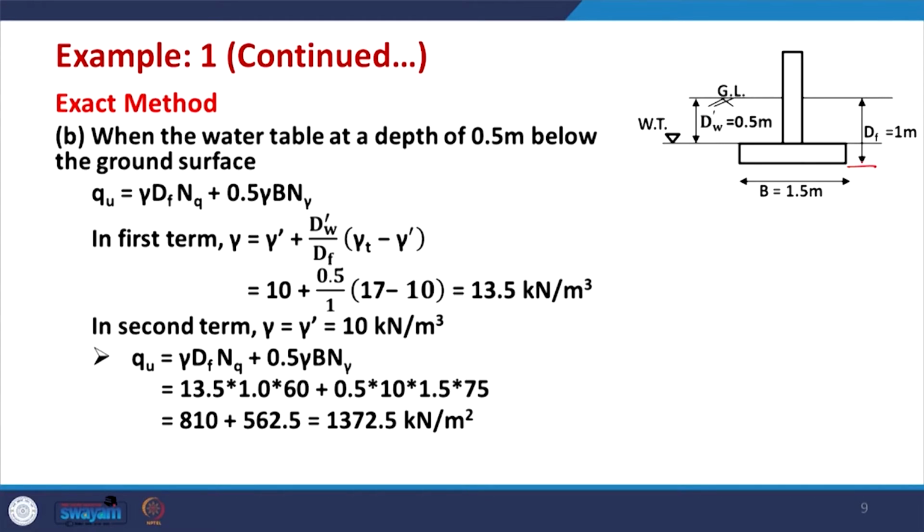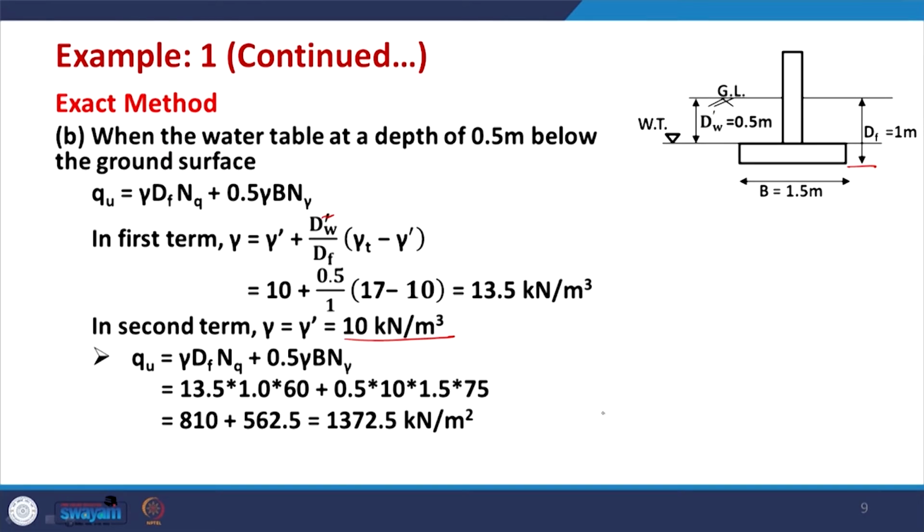So, what you have in this case, you could see that because the water table rises above the base of the footing, both the terms will get affected, but for the second term gamma is gamma submerged, which is given as 10 kilonewton per meter cube. Now, let us talk about the effective value in the first term, which is calculated here. We do not use d dash here, so in this case it will be better not to use it. So, it is simply without the prime value.